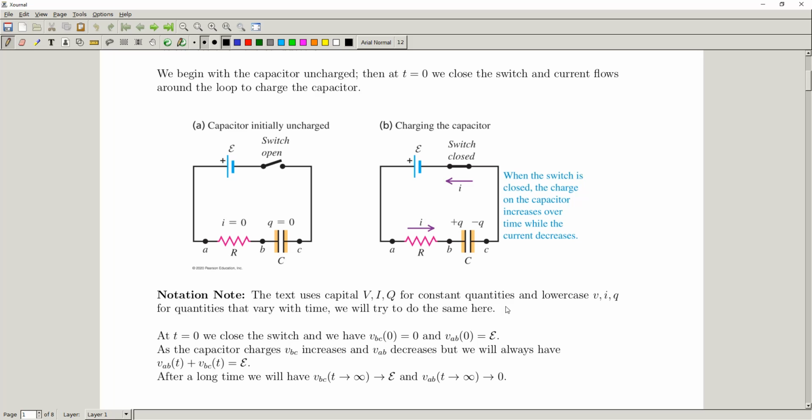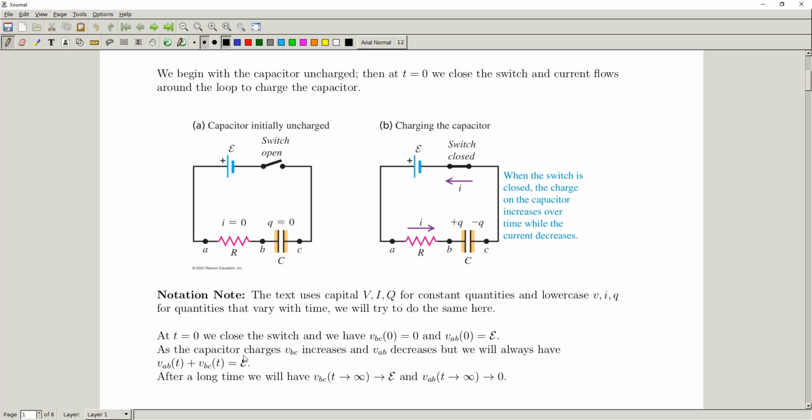Then as the capacitor charges, our VBC is going to increase and our VAB is going to decrease. So what we're going to end up having is our potential difference across the resistor decreasing and our potential difference across our capacitor increasing, but they always have to stand in relation to one another such that VAB plus VBC is equal to our potential difference across our EMF source. So it's equal to our EMF.